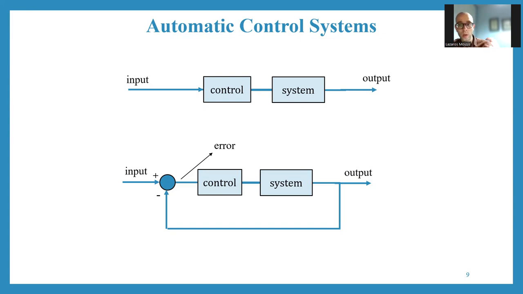So for example, if the room is very cold and we want to have it at 20 degrees Celsius, it will begin working very, very fast to reduce the error very fast. And once it starts getting closer and closer to 20 degrees, it will start working at a different speed and at a different intensity. So it has a variable input. Okay.